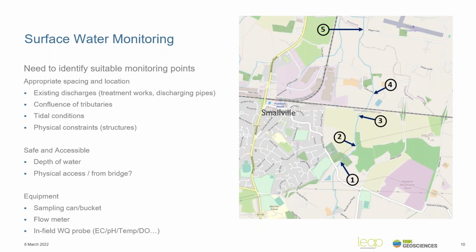The equipment is fairly basic. We're looking at maybe a sampling can or a bucket, a pole, some sort of flow meter and measuring devices. We can get sort of volumes of water that are flowing through. I would be taking in-field water quality results, physiochemical values, using a probe like a YSI or an Aquatrol.